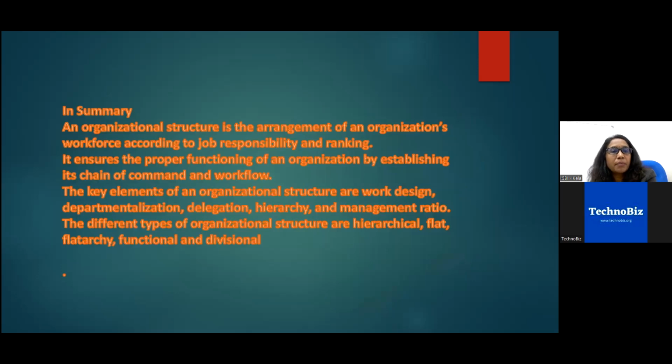Okay, in summary, an organizational structure is the arrangement of an organization's workforce according to job responsibility and ranking. It ensures the proper functioning of an organization by establishing its chain of command and workflow. The key elements of an organizational structure are work design, departmentalization, delegation, hierarchy, and management ratio. The different types of organizational structure are the hierarchical, flat, flatarchy, functional, and divisional.